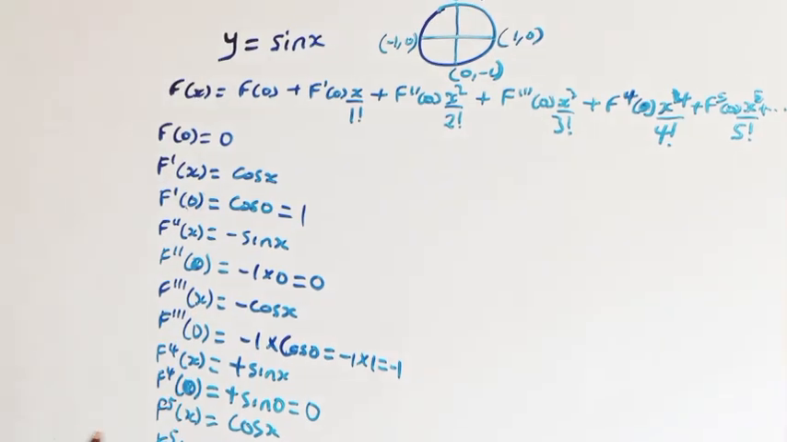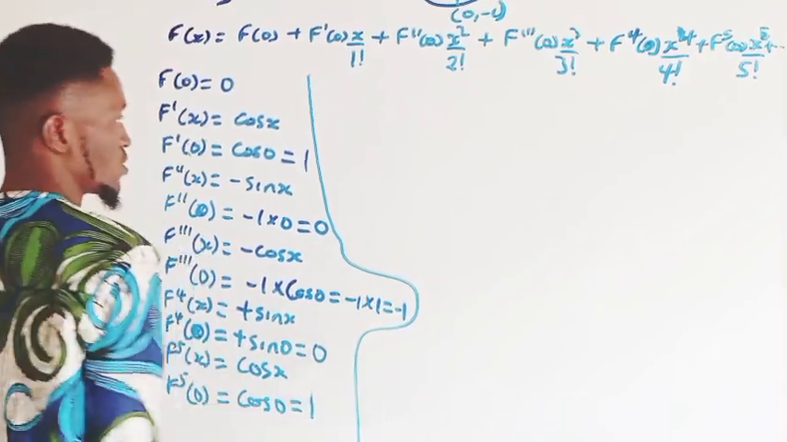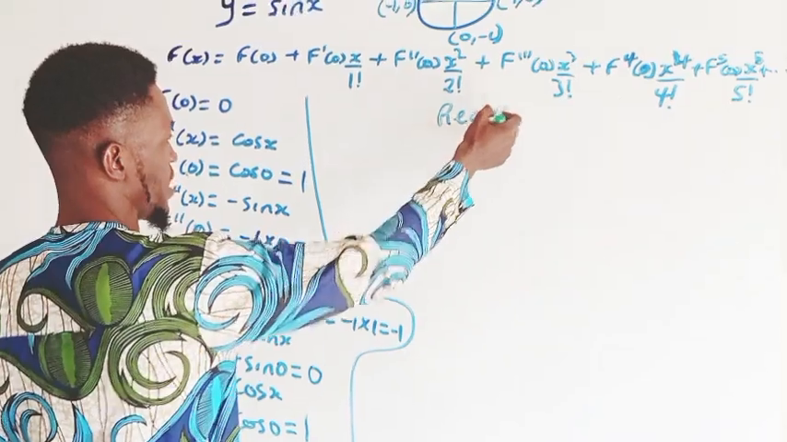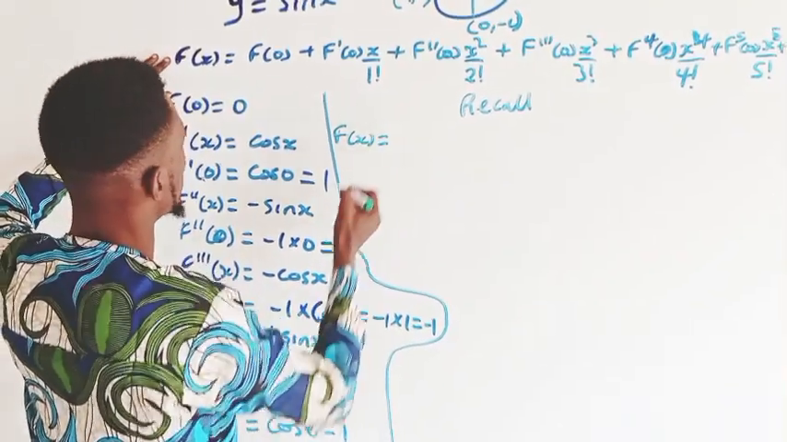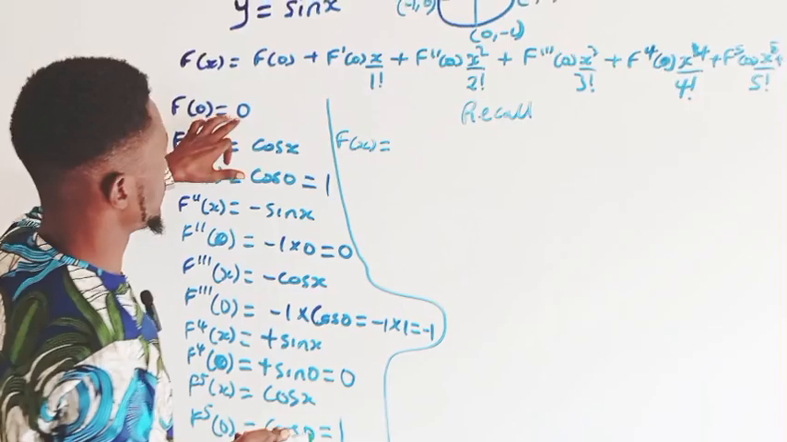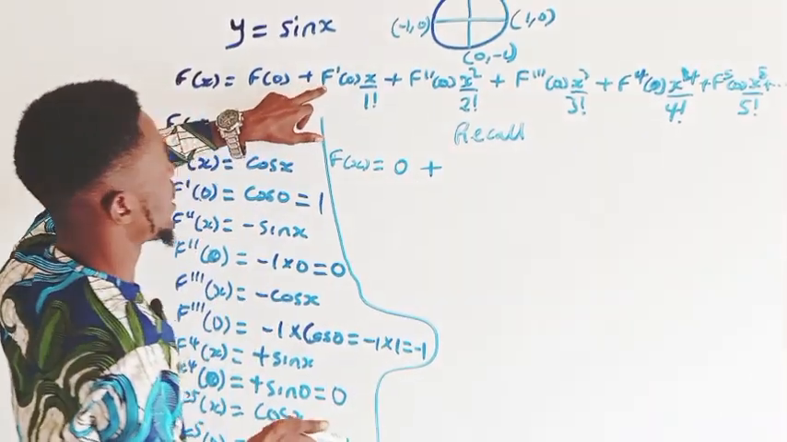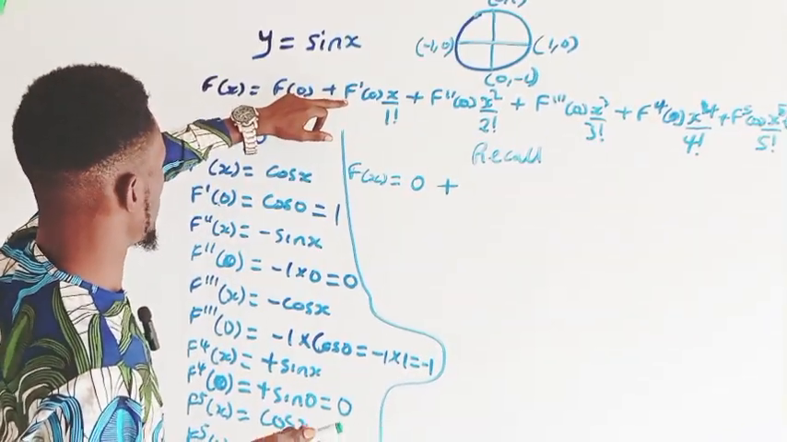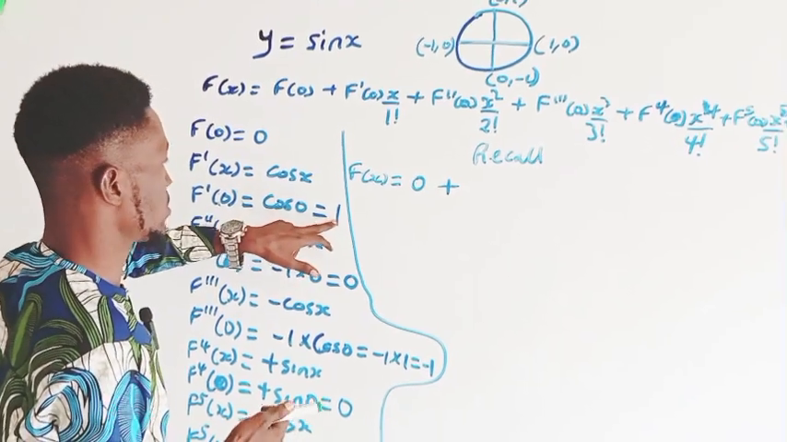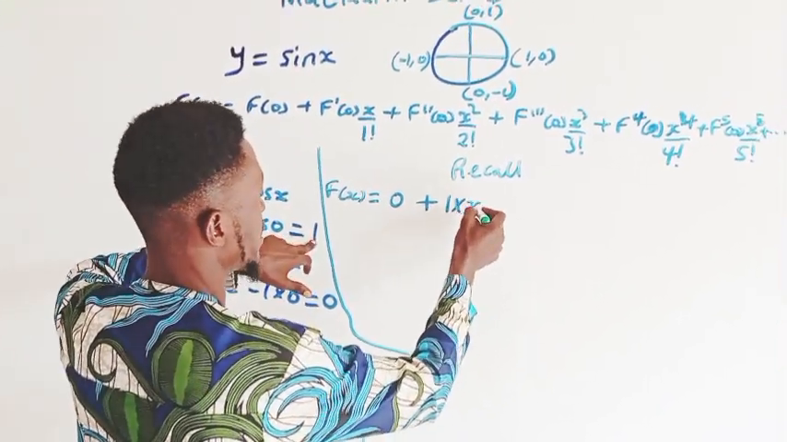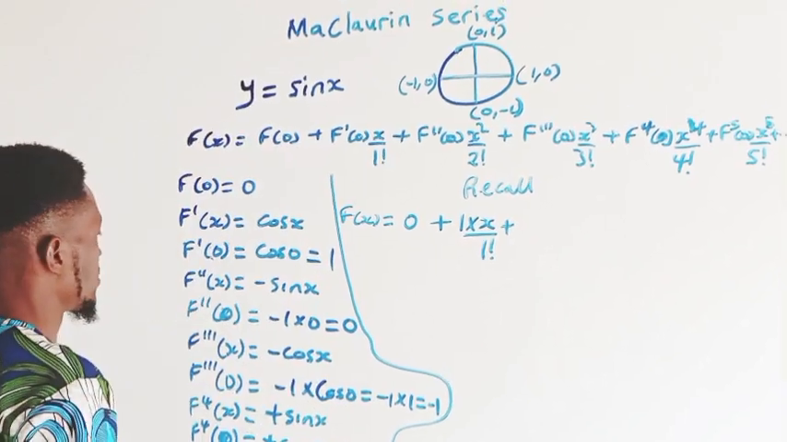Okay, so let's rewrite what we have solved. Let me recall, I'm definitely going back to my initial formula. So our f of x will be our f of 0. Our f of 0 is definitely 0. I'm following this formula now. This is plus our first derivative of f of x. If you substitute it with 0, you're going to have 1. So it's going to be 1 times x over 1 factorial plus our second derivative.